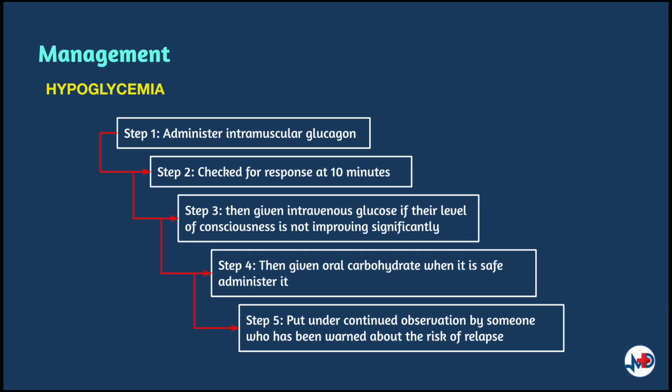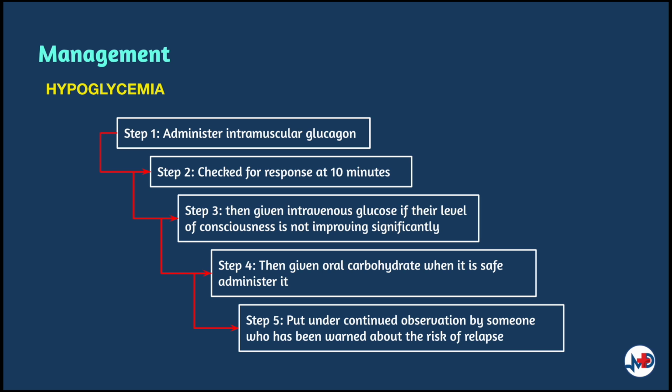Hypoglycemia is a common complication of insulin therapy. Identifying and managing it as soon as possible is essential. So step 1, if there's hypoglycemia, administer intramuscular glucagon by a family member or friend who has been shown how to use it. Intravenous glucose may be used by healthcare professionals skilled with getting intravenous access.